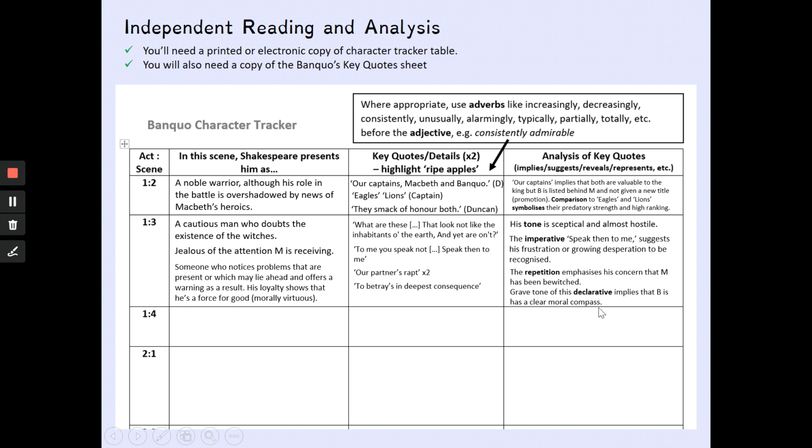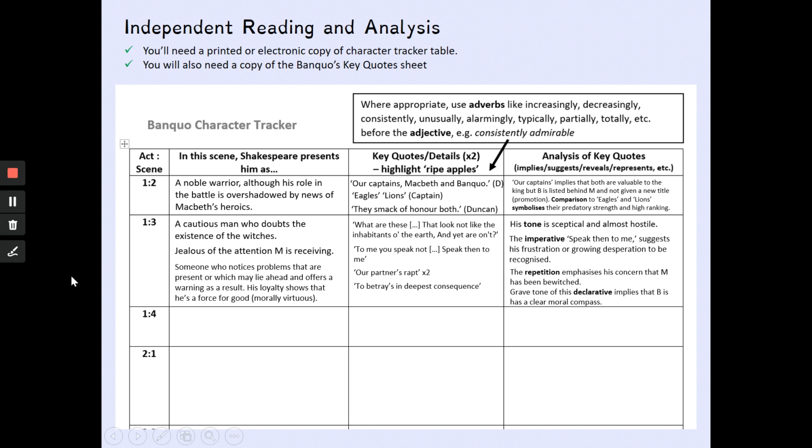Now that expression is one that we might use again, but if you imagine a compass with its needle, he knows the right direction to follow in terms of morality, whereas Macbeth's moral compass seems to spin all around. He doesn't have any sort of sense of morality as the play develops.